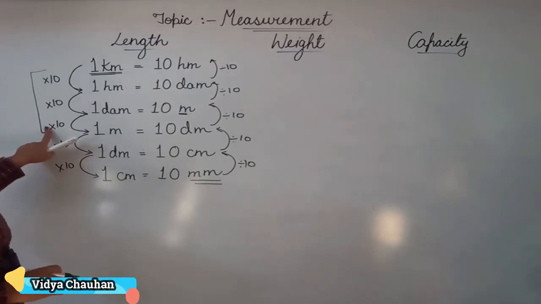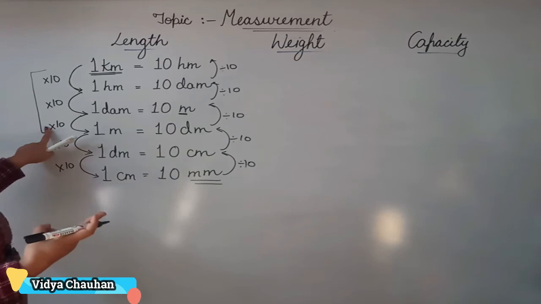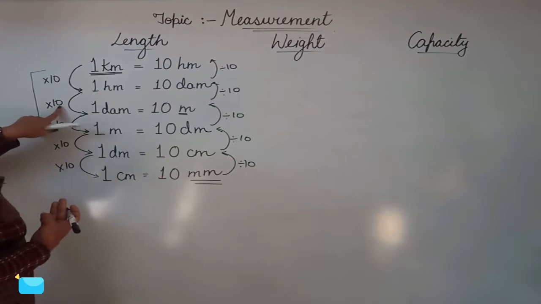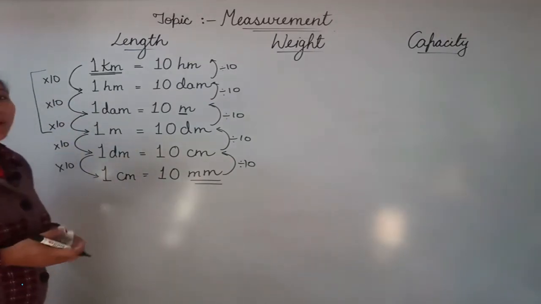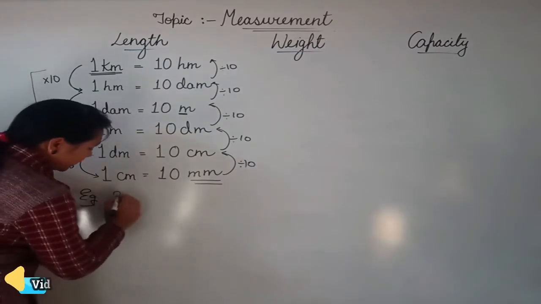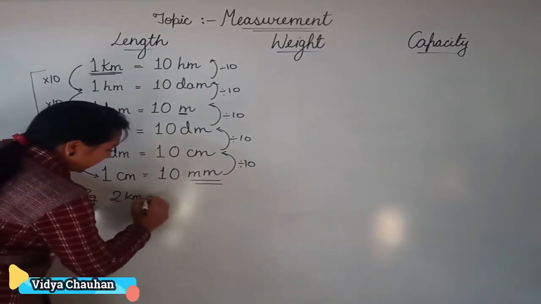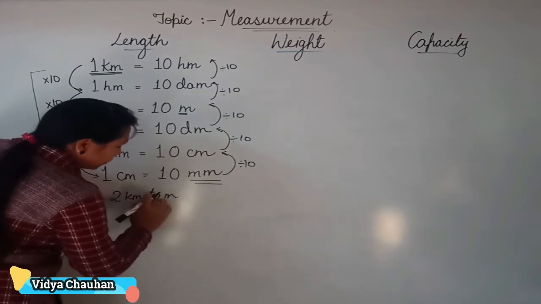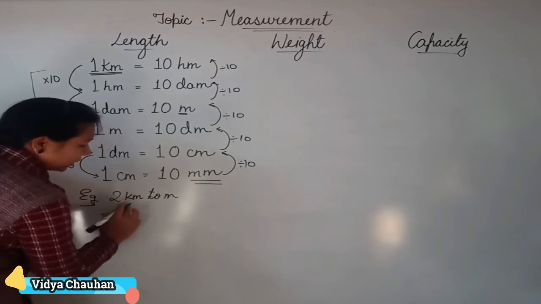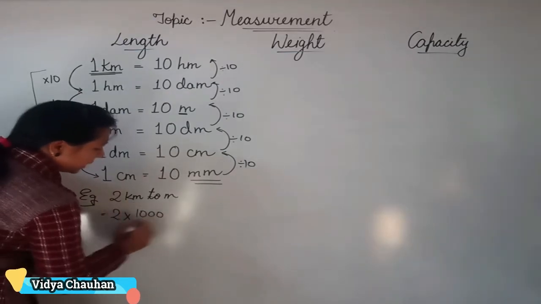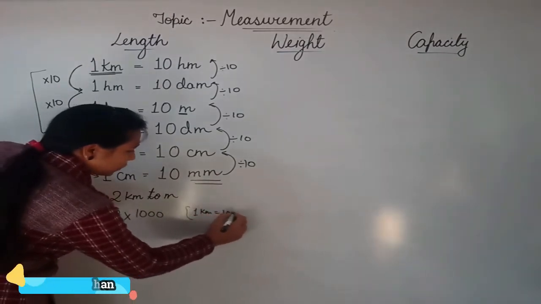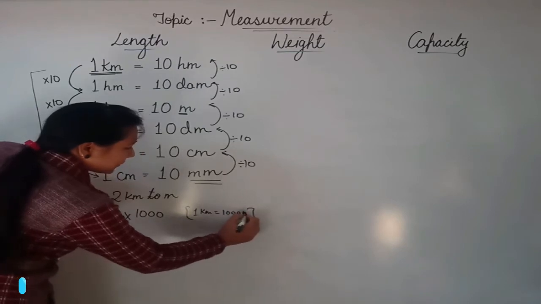That means we will multiply the term 3 times by 10, or you can say multiplied by 1000, because if we multiply 10 into 10 into 10, it will become 1000. So in that case, if I have to convert, suppose 2 kilometers is there and it is said that you have to convert 2 kilometers to meter, what I will do, I will multiply 2 with 1000. Why? Because 1 kilometer is actually equal to 1000 meter.